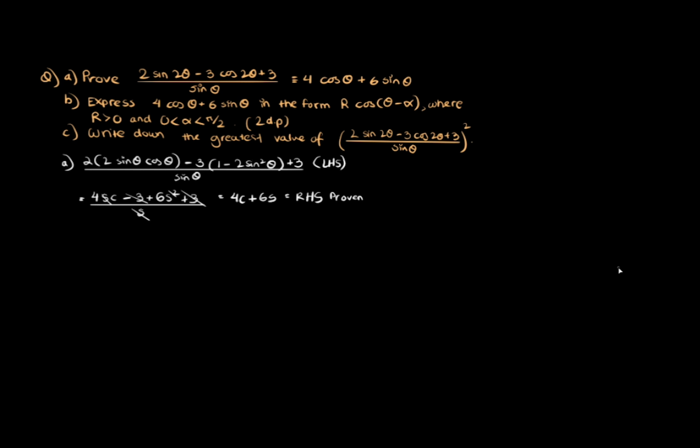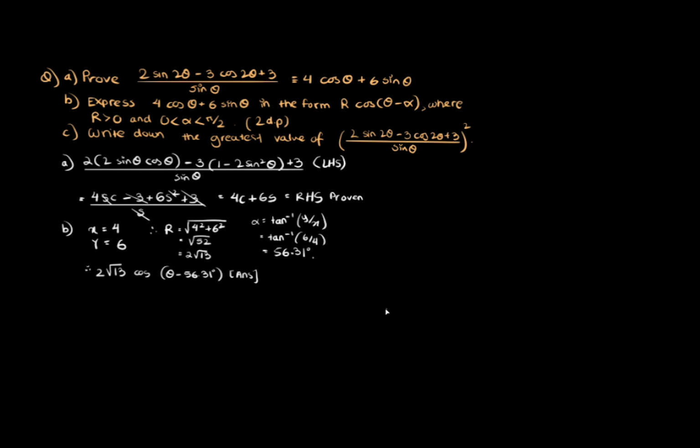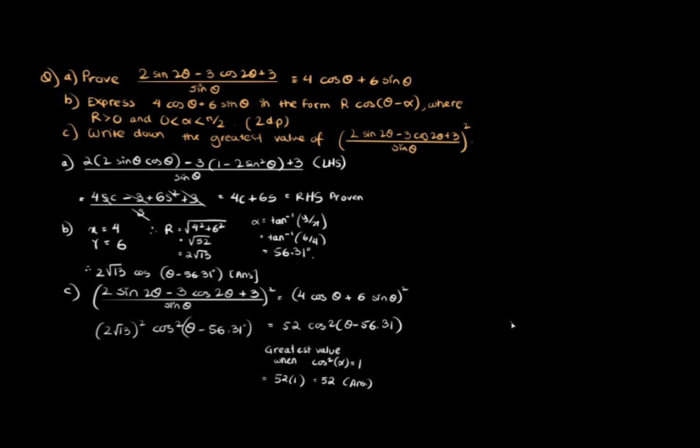Next up, we express 4 cos theta minus 6 sin theta in the form r cos(theta minus alpha). For this, we need to find r and alpha as follows. Then just write down the expression. Lastly, we find the greatest value of this. We input the RHS form from the first part of the equation and then convert it to the format in the second part. The greatest value happens when the cos squared alpha segment equals 1, hence it is 52.